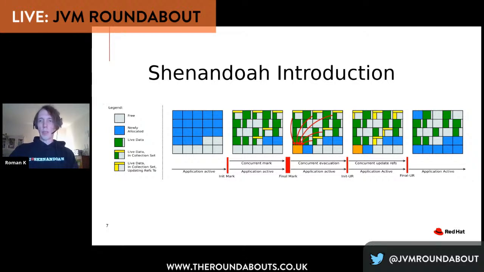After we're done with that, we can reclaim all those regions here, the yellow ones. They become free now and are good for further allocation. This is the overview of how one cycle of Shenandoah collection works.